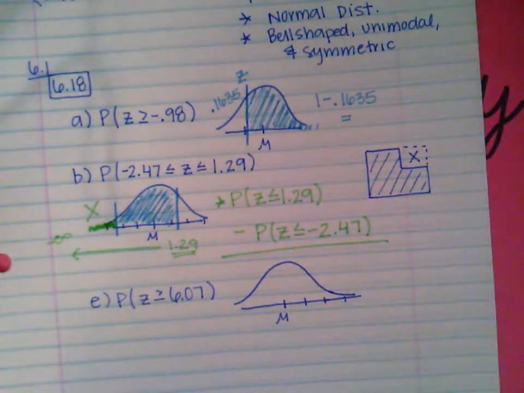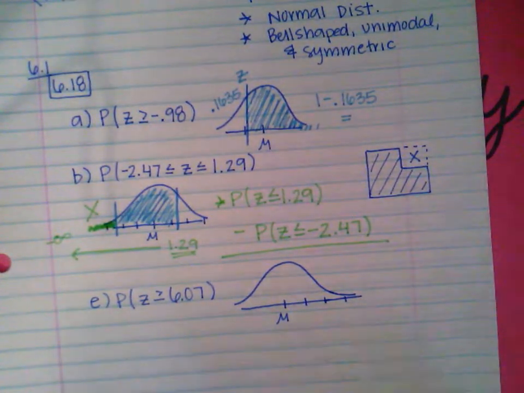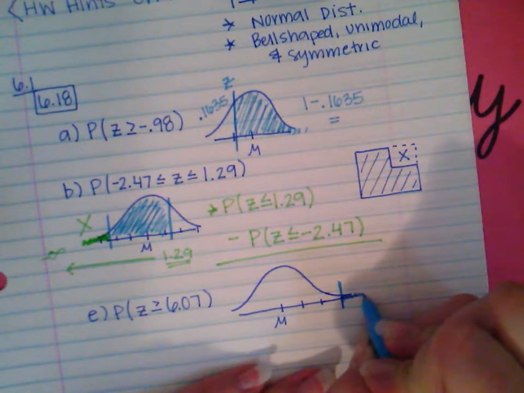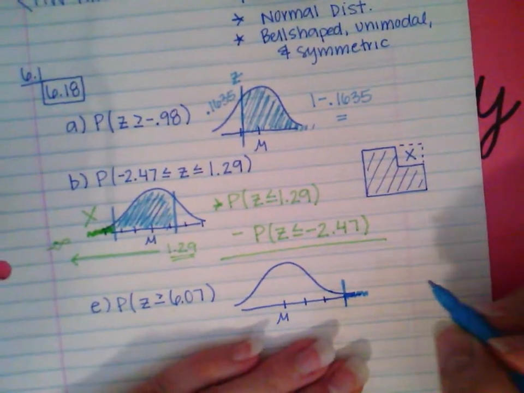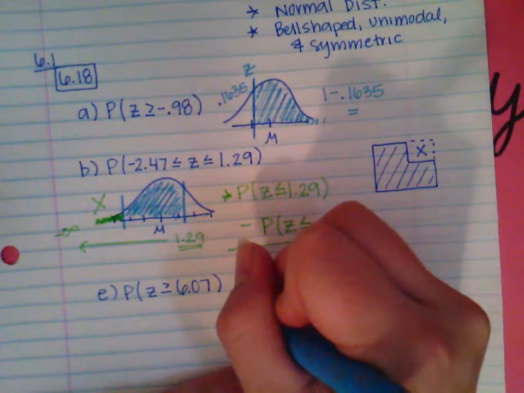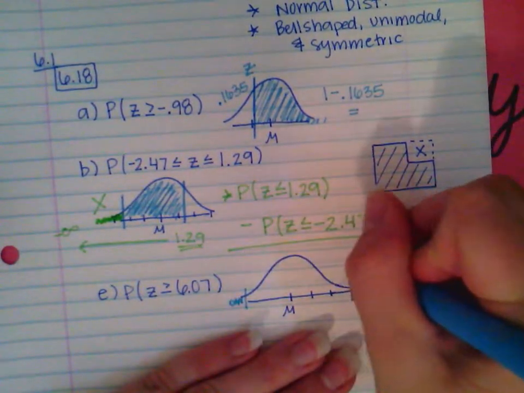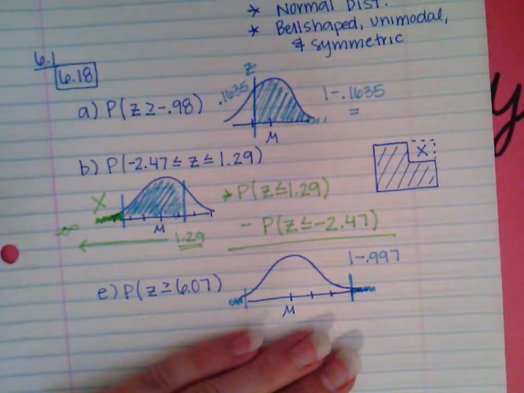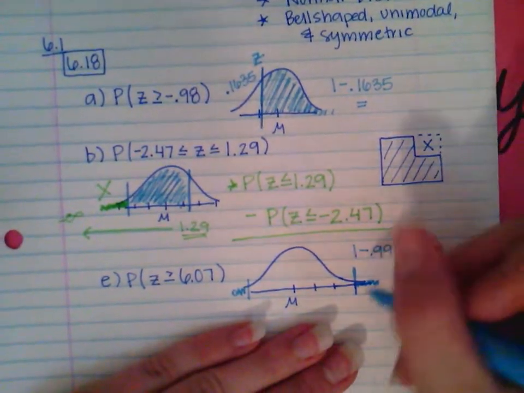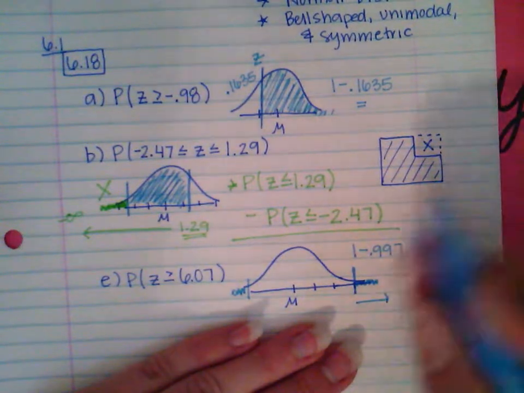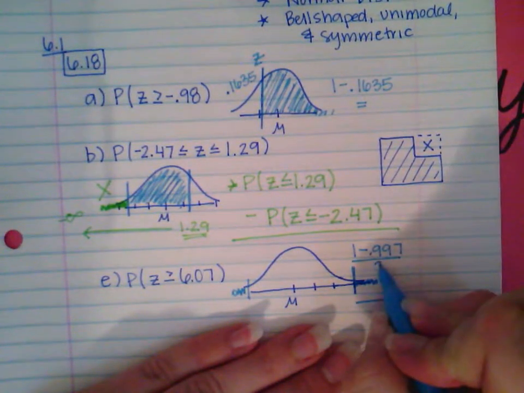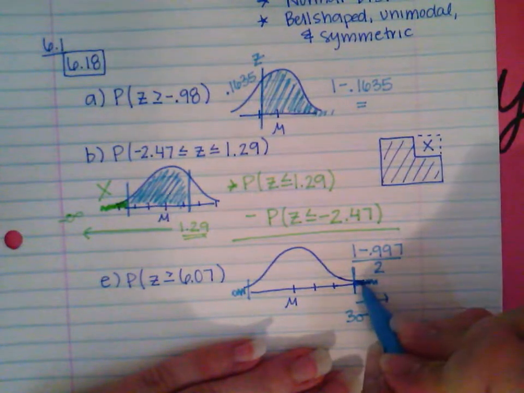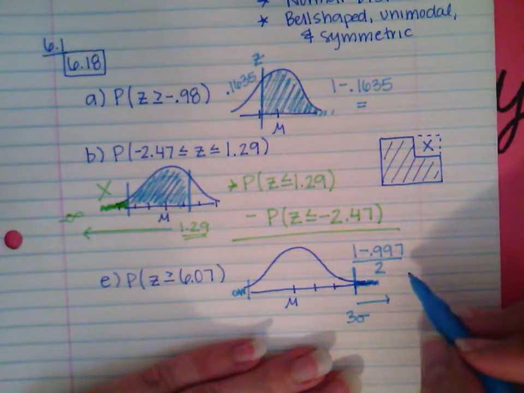Remember from the empirical rule that anything past 3 standard deviations on either side totals 1 minus 0.997 for both sides. So if I only want this one tail, it'd be that over 2. That's at 3 standard deviations, because that'd be half, just this upper half part, right?